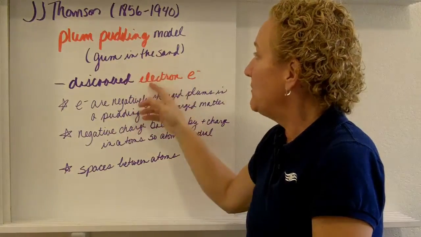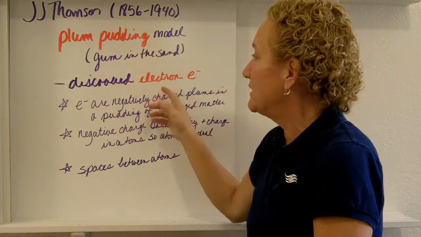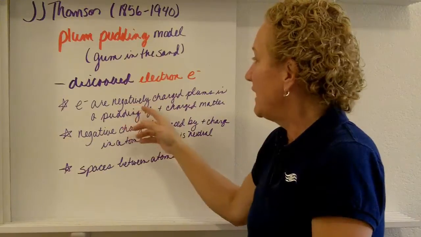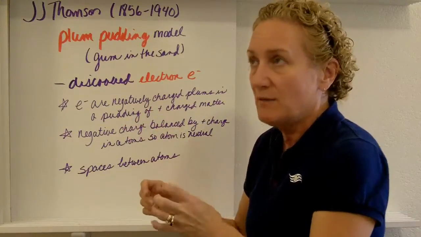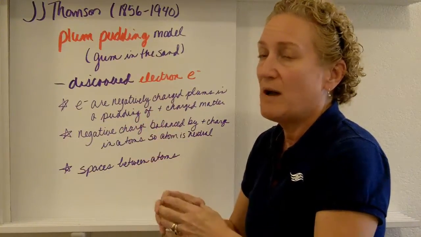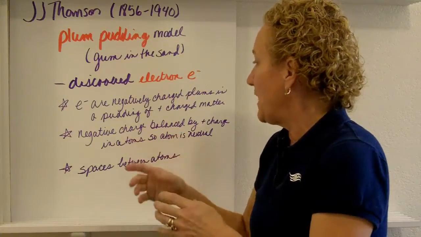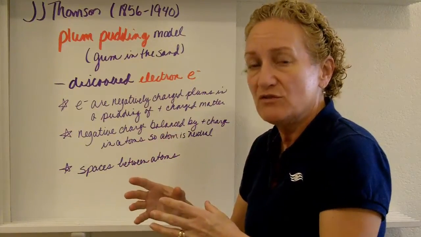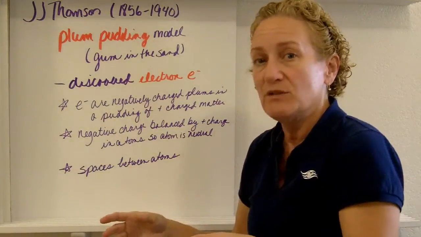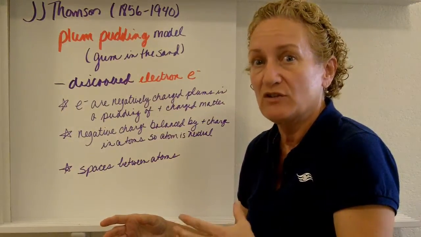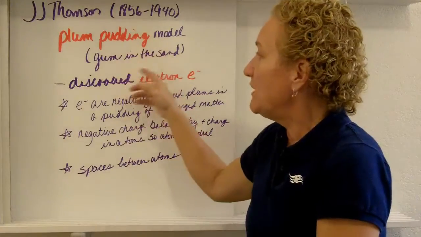But through the plum pudding model, he discovered electrons. And he said that electrons were negatively charged plums in a pudding of positive matter. He also said that the negative charge is balanced out by the positive charge so that the atom is neutral. And there are spaces in between atoms, which is something we hadn't really talked too much about before. So let me give you an example.